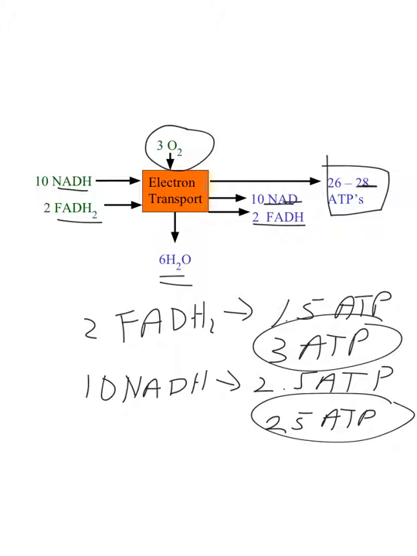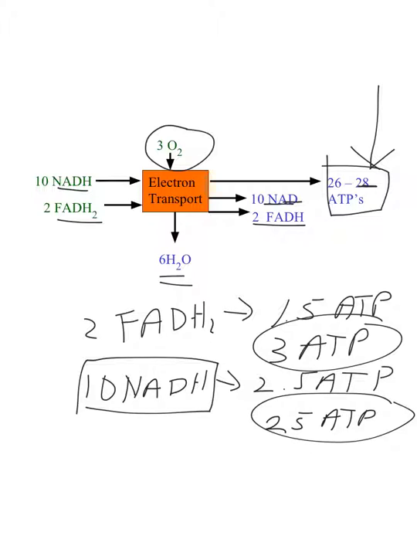But here's the thing. Remember that not all of these NADHs started out in the mitochondria. 2 of them were from glycolysis. Those were released way out in the cytoplasm. They have to cross that mitochondrial membrane. Now, some cells can shuttle these across without the use of energy. And we can indeed get 28 ATPs worth of energy.